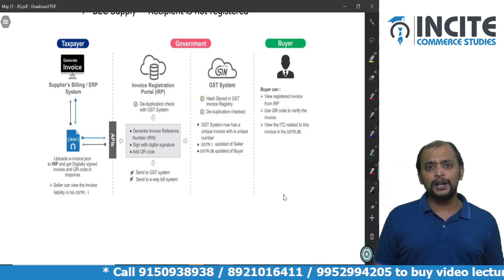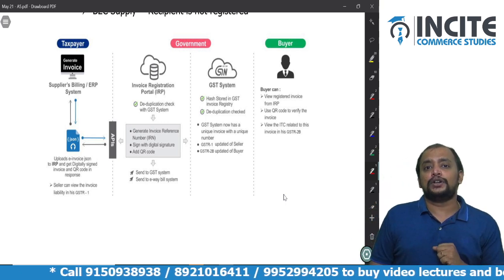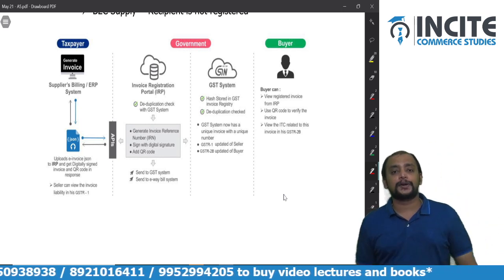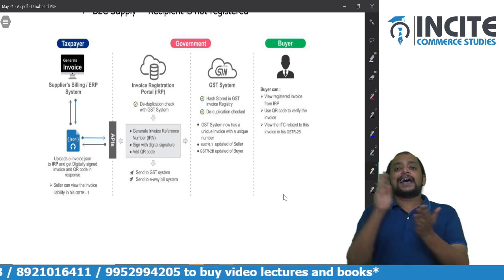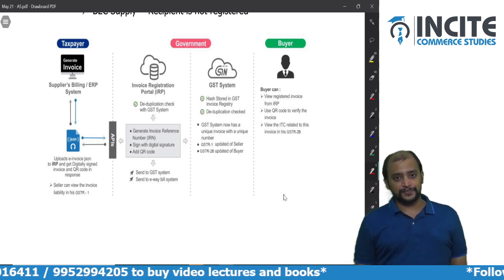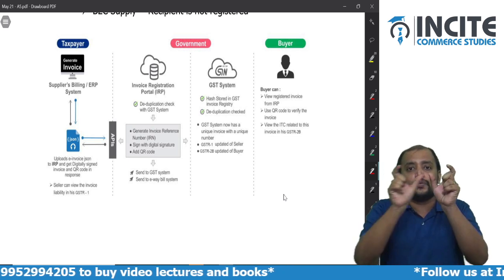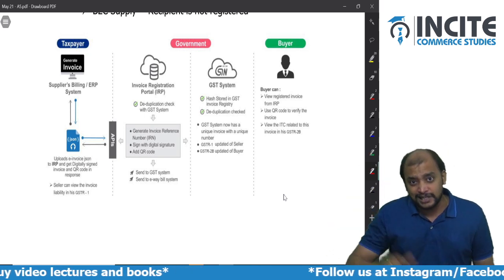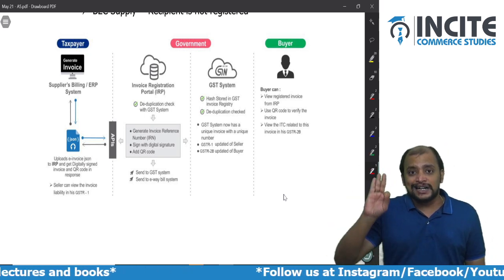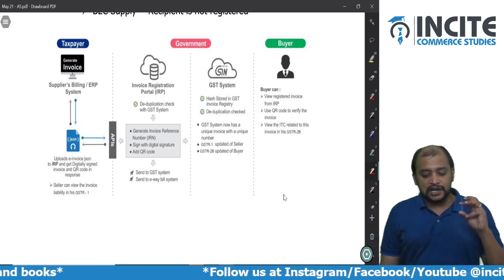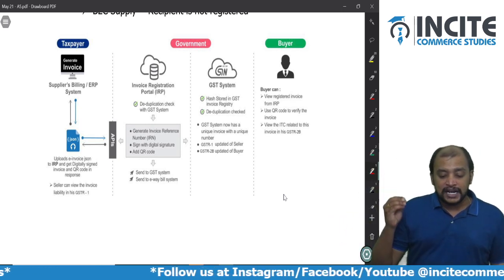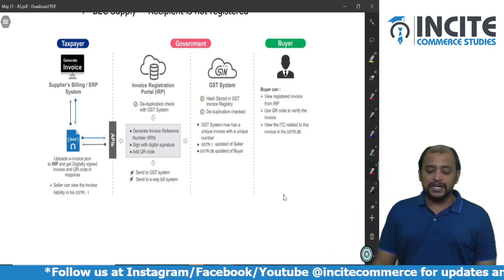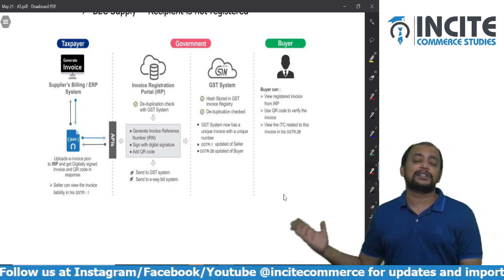Okay. Now, what will the invoice registration portal do? They will do a deduplication check. Hope you understood. Deduplication check. And they will attach three things to that invoice. One invoice reference number will be attached, and a QR code will be attached, and it will be digitally signed. Three things: generate the invoice reference number, then sign with a digital signature, add the QR code. And that will be sent to the GST system and the e-way bill system.